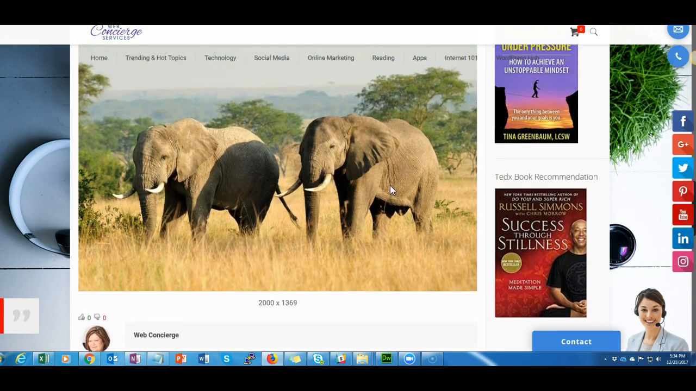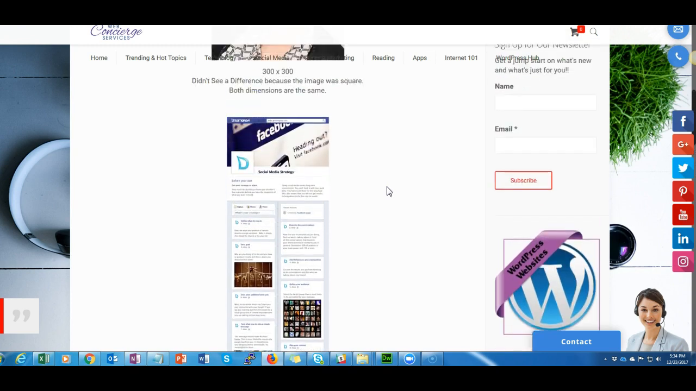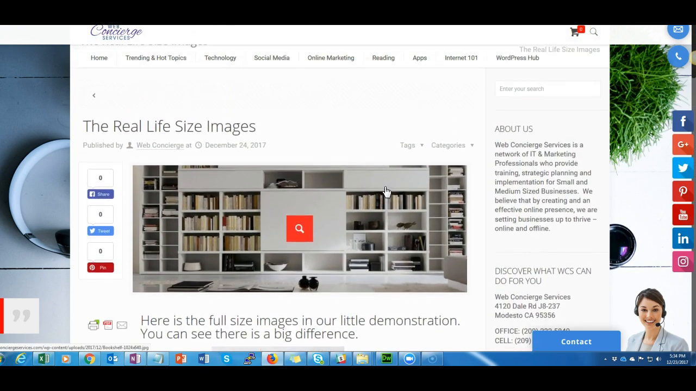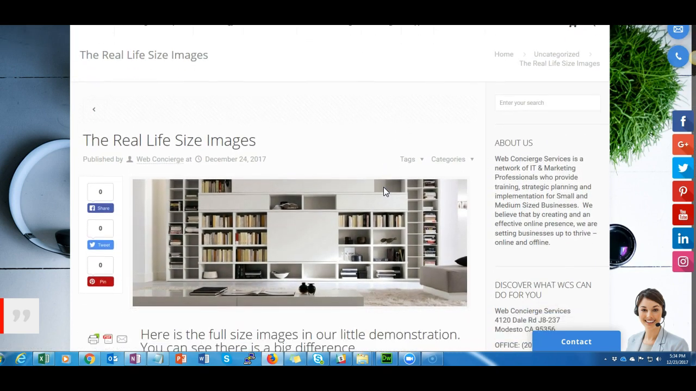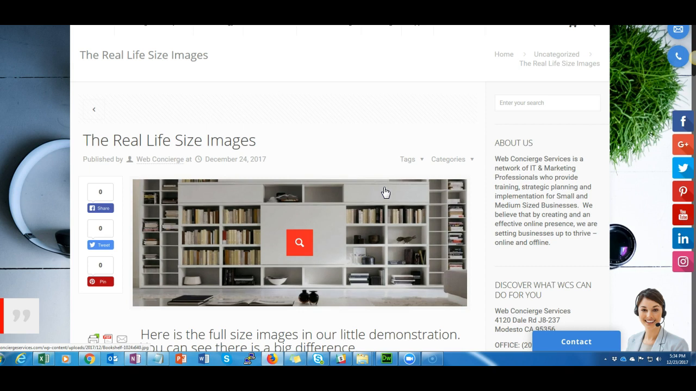Okay. So anyway, I hope you understand the distinction now. It's not really big, but in terms of your featured images, it can make a definite difference. So just good to know.